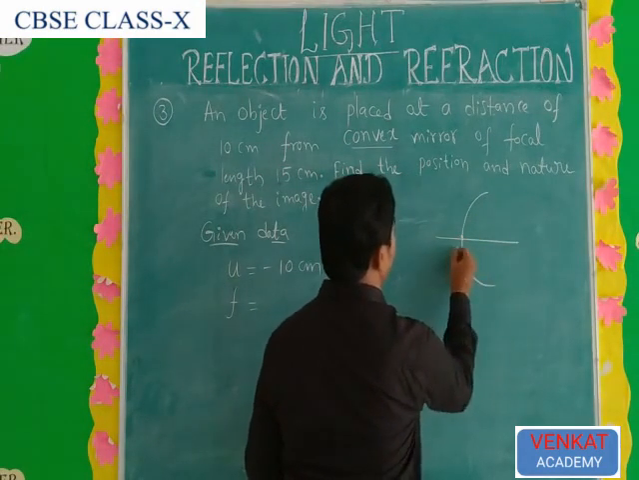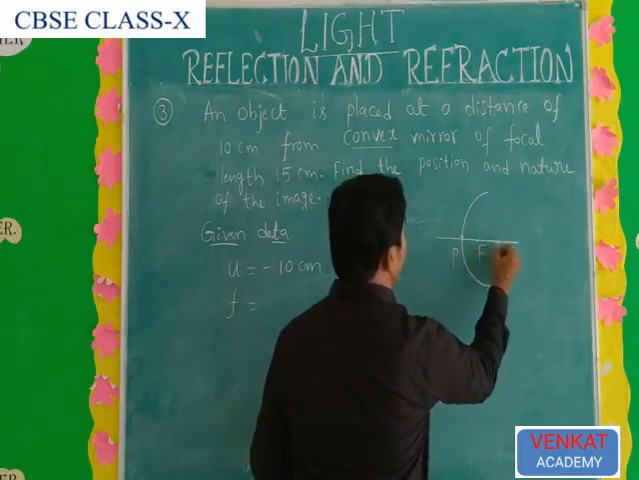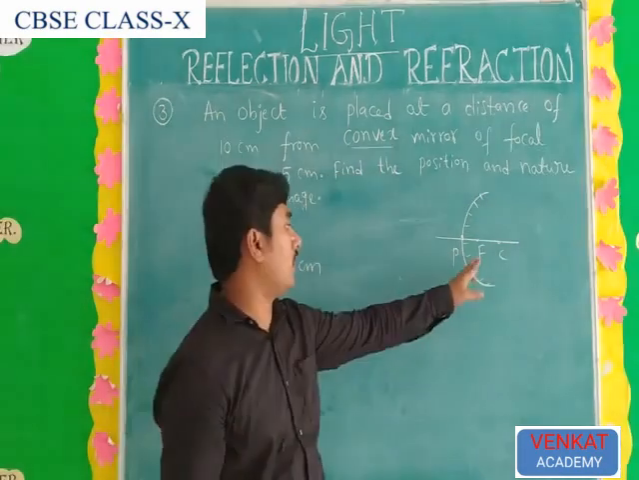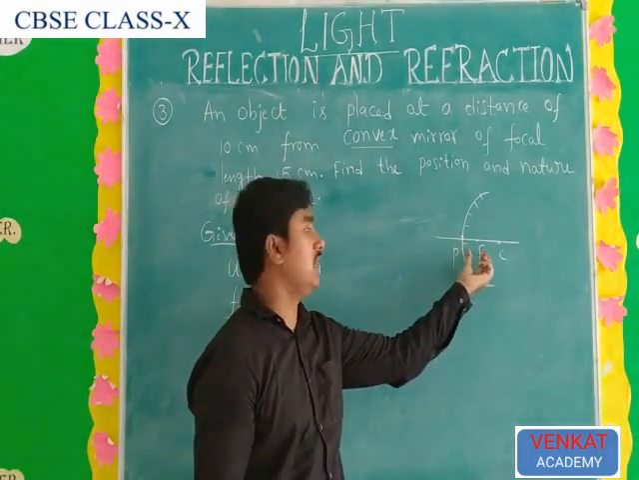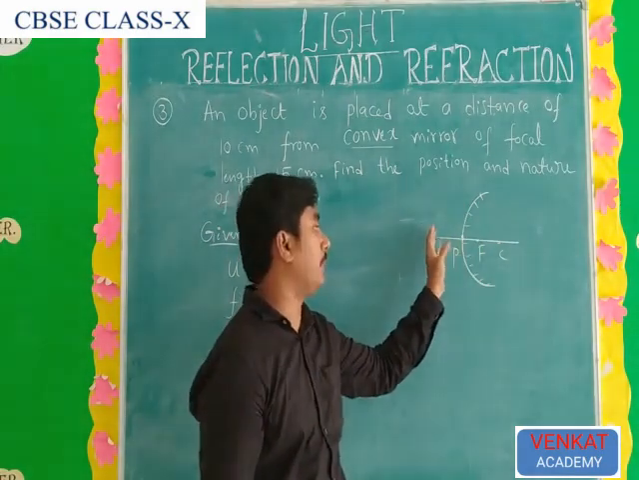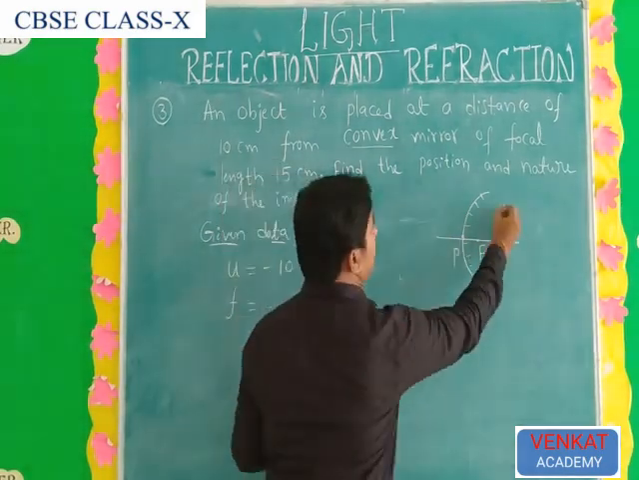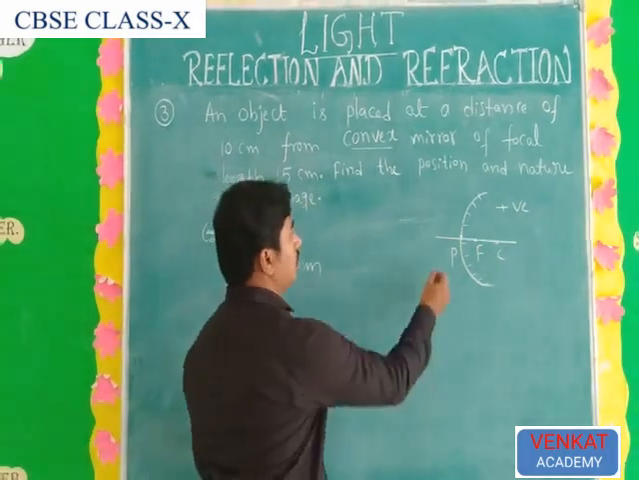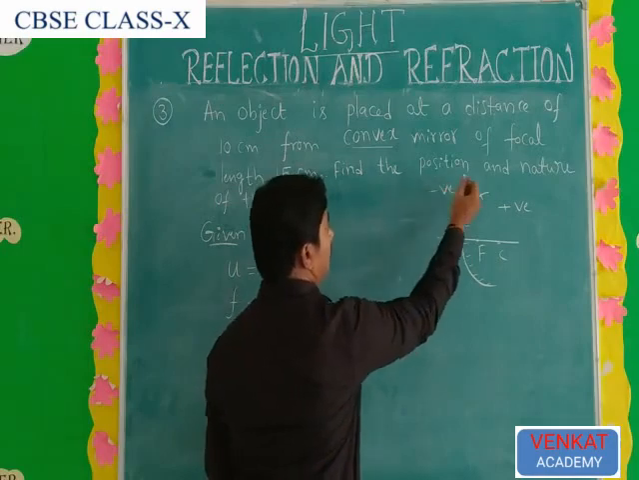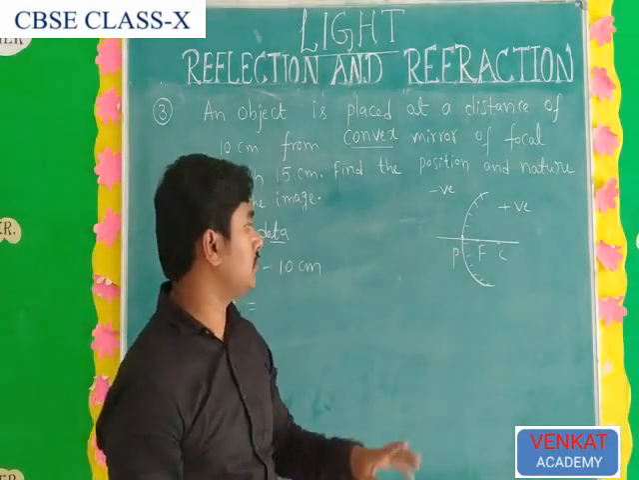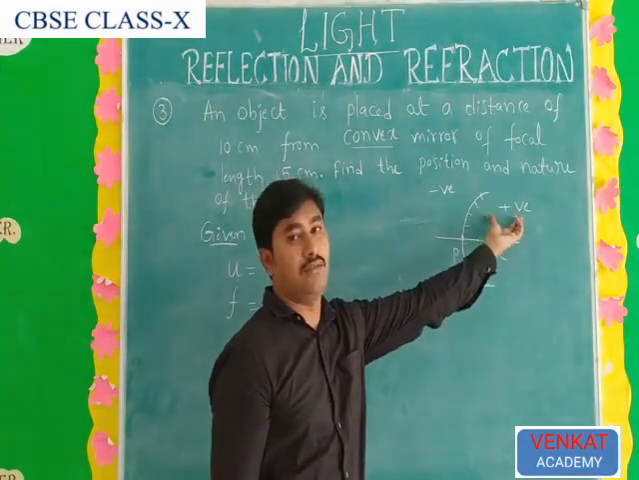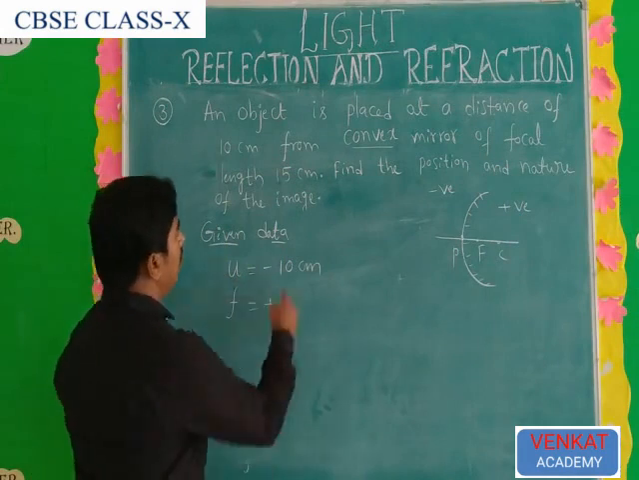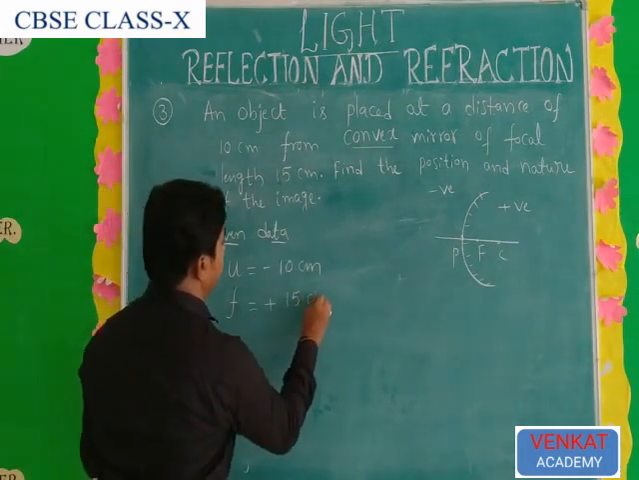This is the pole, focus, center of curvature. This is the whole body. The focus is from the pole to the focus. Which side is that, right side or left side of the pole? It is always the right side, so all these values are positive. On the left side of the pole, all values are minus, negative values. That's why the focal length of a convex mirror is always plus, so you have to take that value as plus. How much did they give? 15 centimeter.